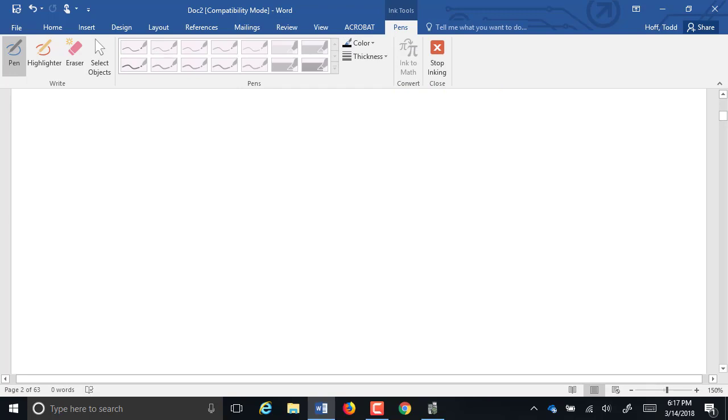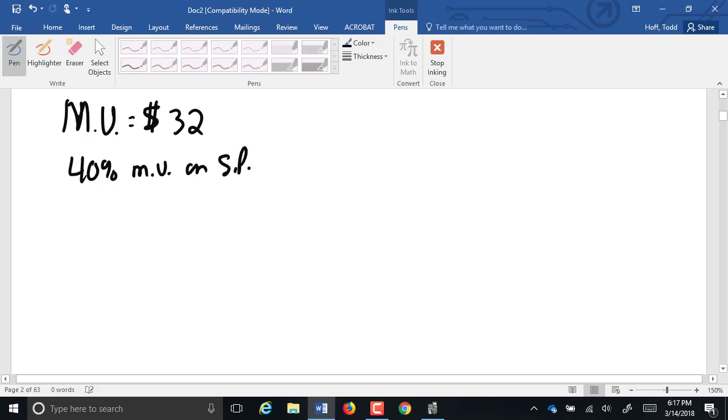So if our markup is, wow, our markup is $32, and this is a 40% markup on selling price, find the selling price, the dollar amount of the selling price.